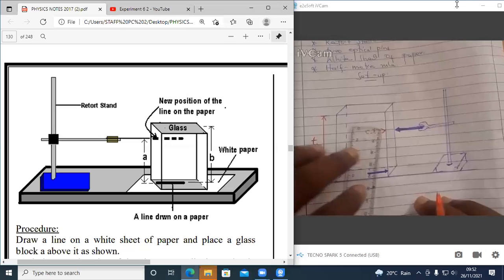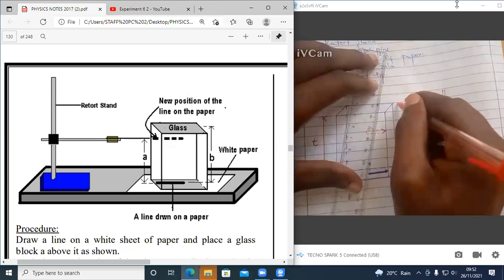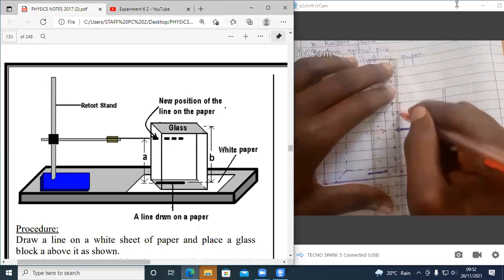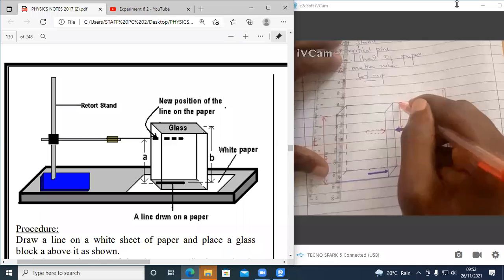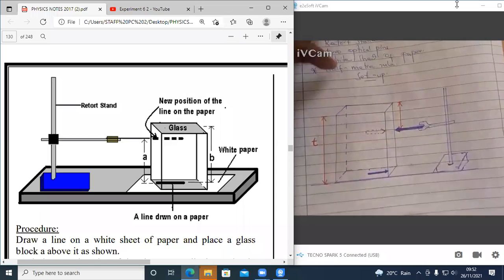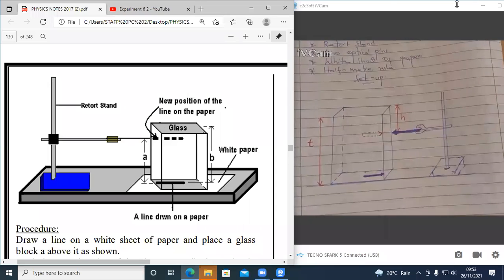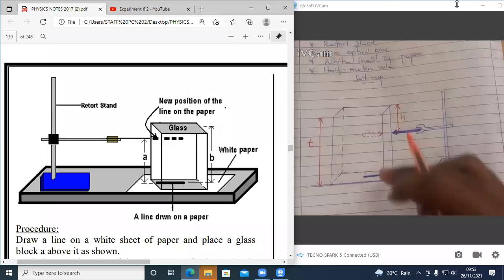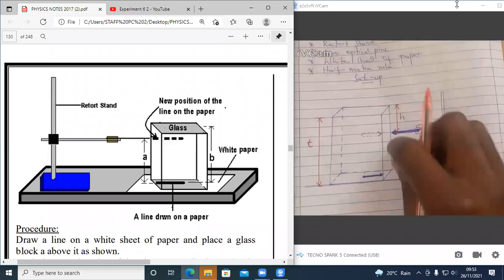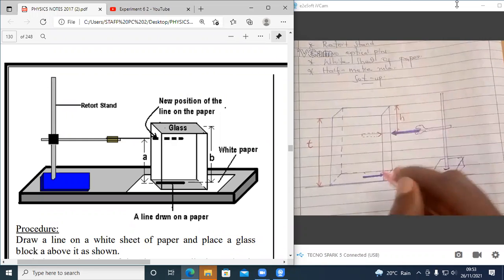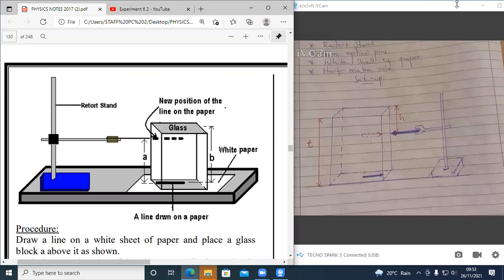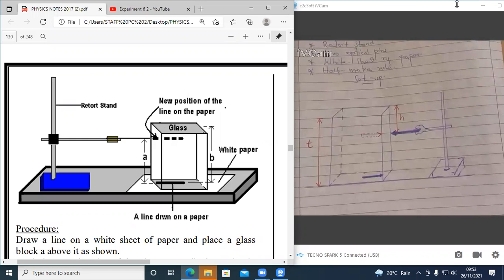Then from here up to this point, this will give us the apparent depth, which I can call small h. Then from here to here, this is what we call the apparent displacement. That's the apparent displacement. Are you together, members?